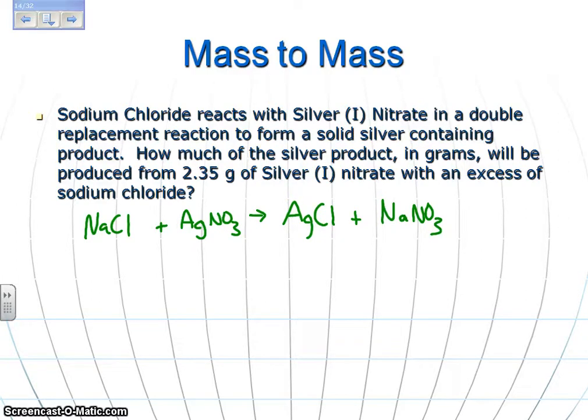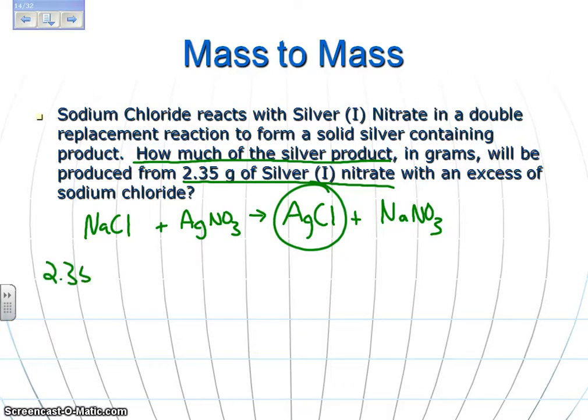So our starting point is silver 1 nitrate, because that's what we're given, and we're being asked how much of the silver product we're forming. So our starting point is 2.35 grams silver 1 nitrate, and we want to know how much silver containing product we're going to form, in grams. So we're going from grams to grams.